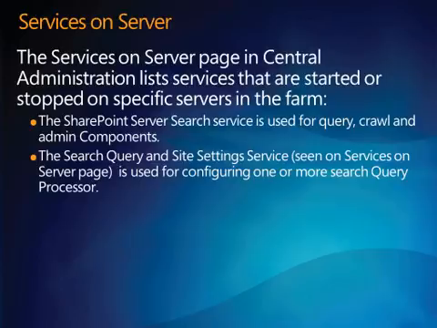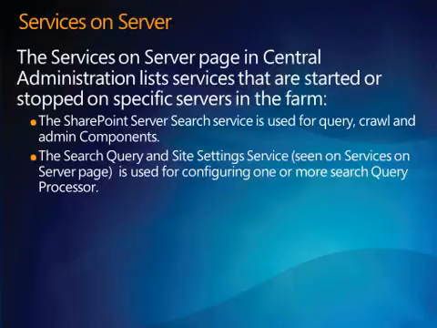The Services on Server page in the Central Administration site lists services that are started or stopped on specific servers in the farm. Some of these services are associated with service applications. You can deploy service applications by starting the associated service on desired server computers. Some of these services are not associated with service applications.